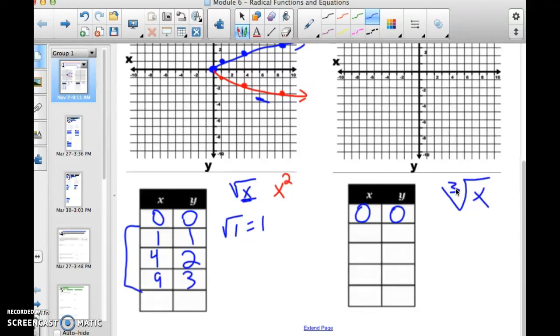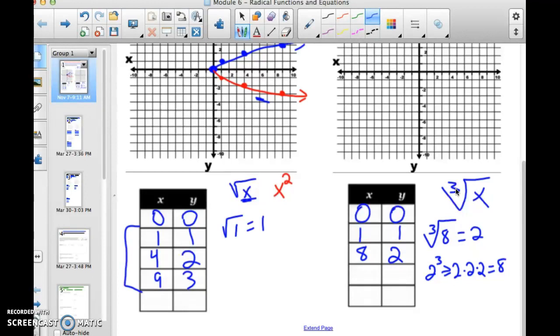So I'm going to start with the positive 1. The cube root of 1 is 1. And then I'm going to jump to the next perfect cube. In this case, it's 8. A number times itself 3 times, which would give me 8, would be 2. So the cube root of 8 is 2. And technically 2 times 2 times 2 is 8. That's that math, all right? And finally, that's as big as we're going to go.